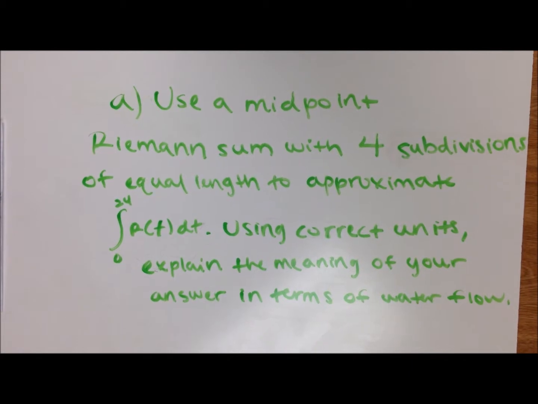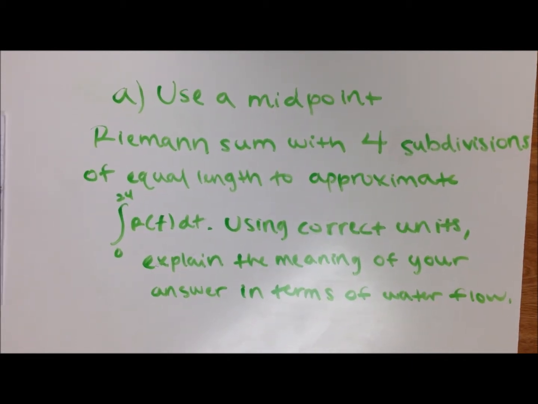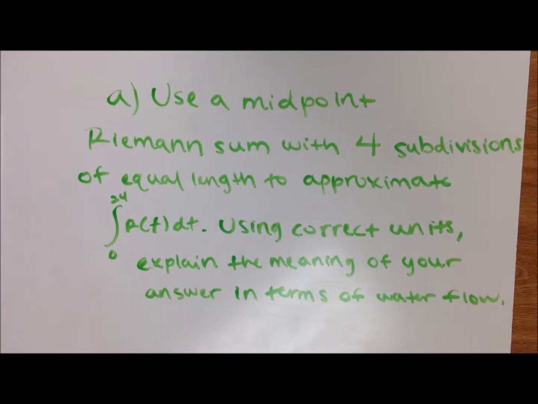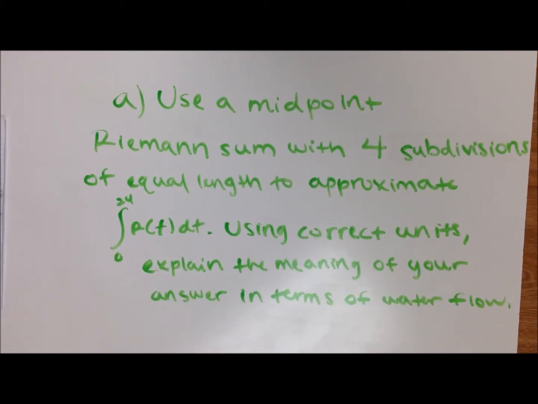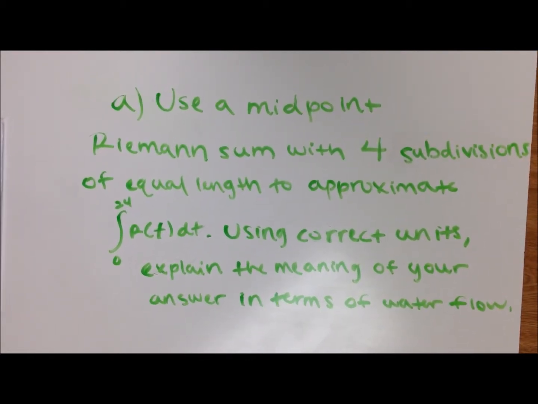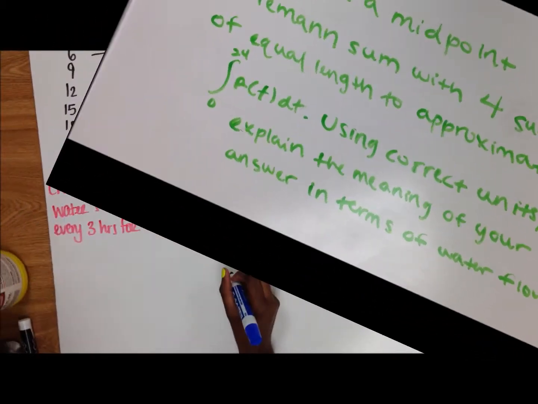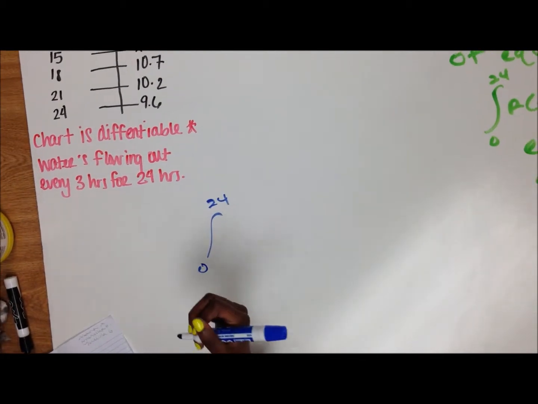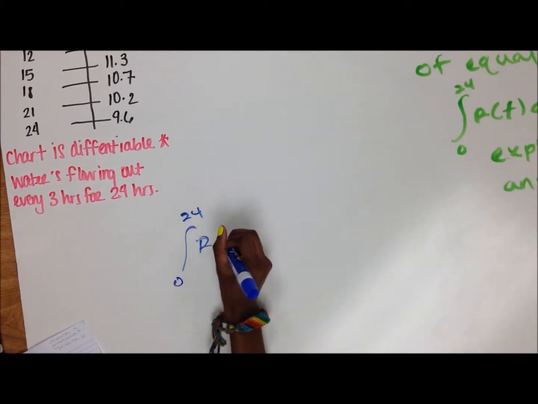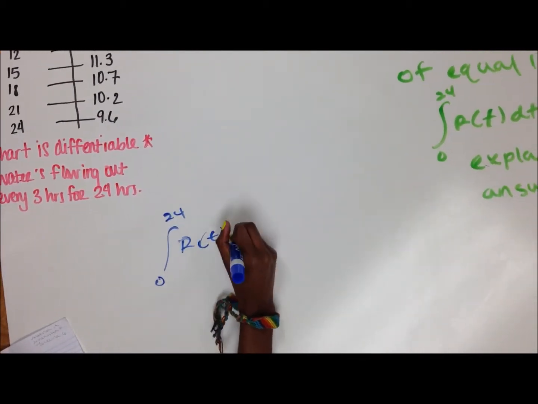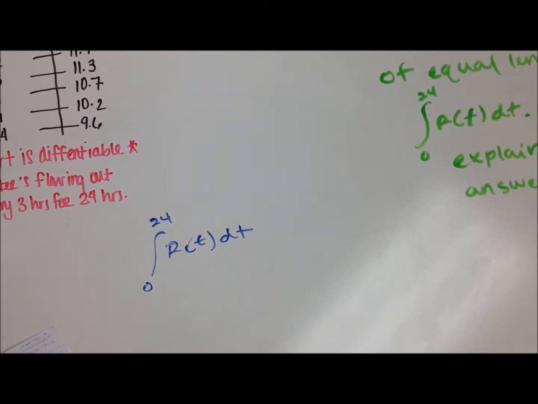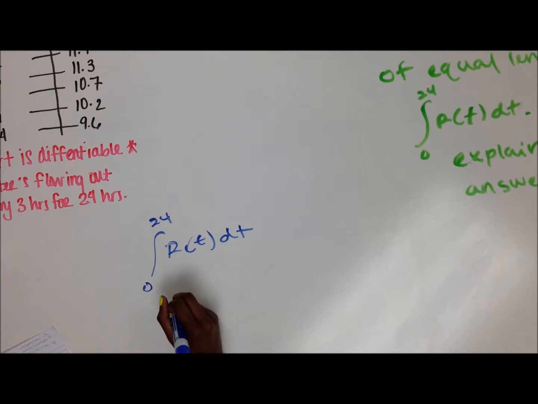The question says, use a midpoint Riemann sum with 4 subdivisions of equal length to approximate the integral from 0 to 24 of r(t) dt. Using correct units, explain the meaning of your answer in terms of water flow. So first, you have to solve for delta x.